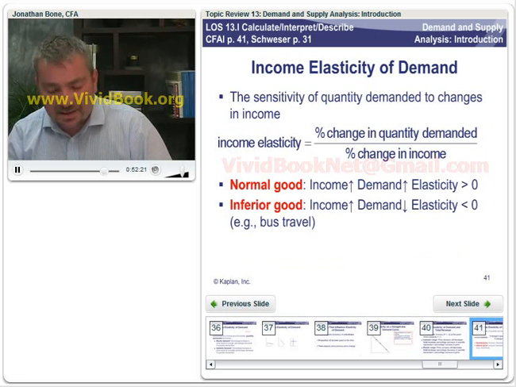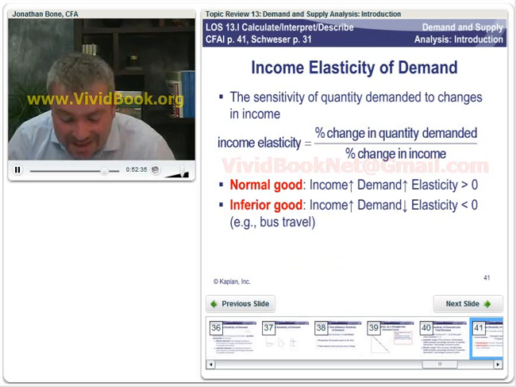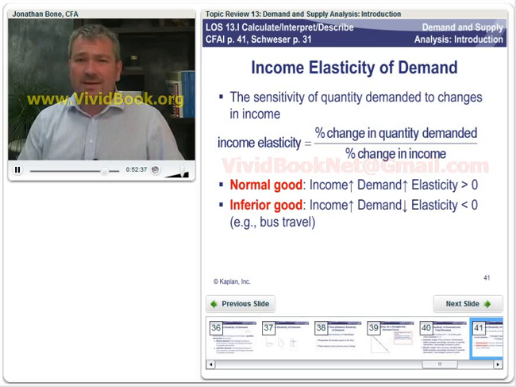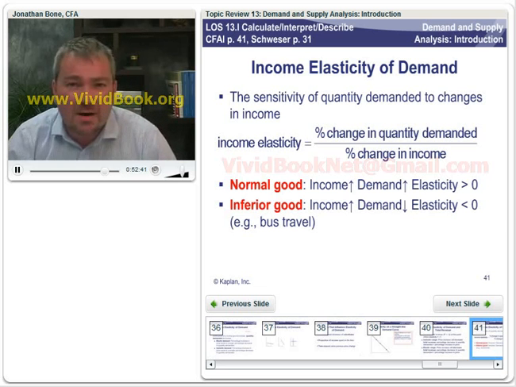So here is our classic elasticity of demand calculation, where they say, okay, percentage change in quantity demanded over percentage change in income. And we talk about normal goods and inferior goods. Let's start that again. Income elasticity of demand. So we're looking at the sensitivity of demand to changes in your income. So percentage change in quantity demanded over your percentage change in income.